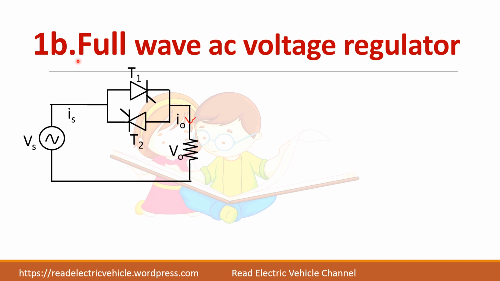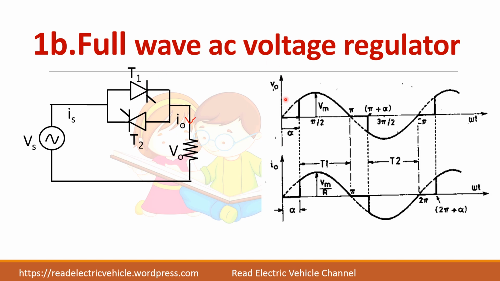Next we will see the full wave AC voltage regulator. Here you have two thyristors connected in anti-parallel. The operation is the same as the previous case except that during the negative half cycle T2 conducts. So you are able to control the output voltage in both the positive and negative half cycles. T1 will be given a gate pulse here, T2 will be given a gate pulse here. V0 and I0 are in phase because it is a resistive load.